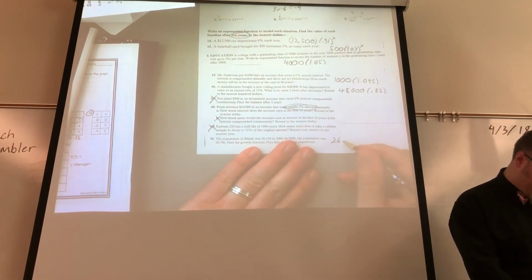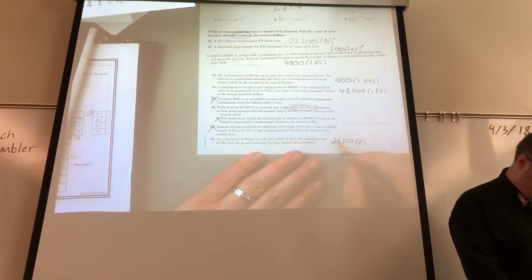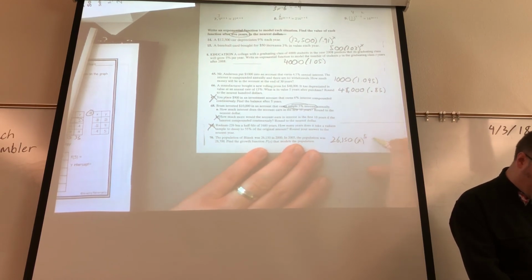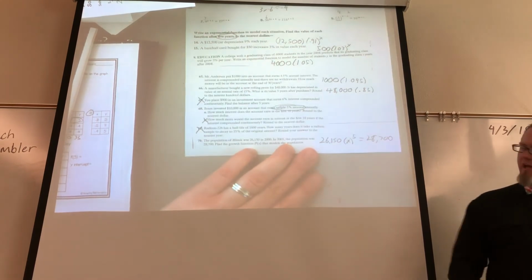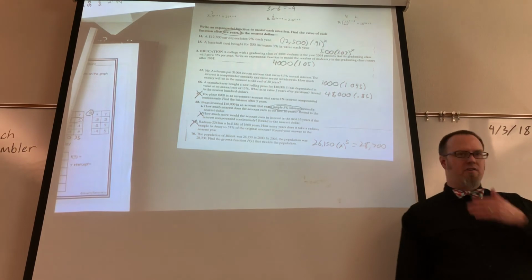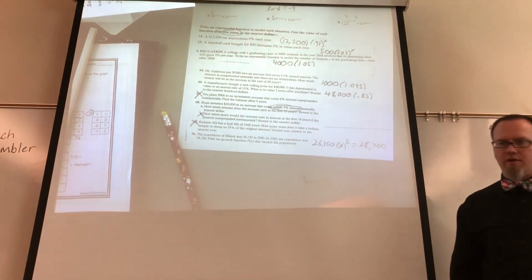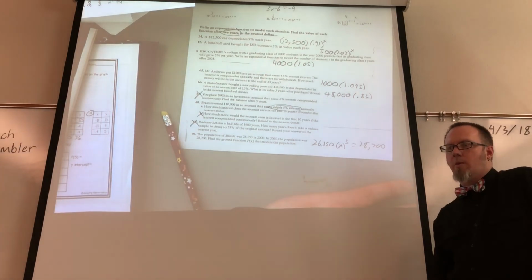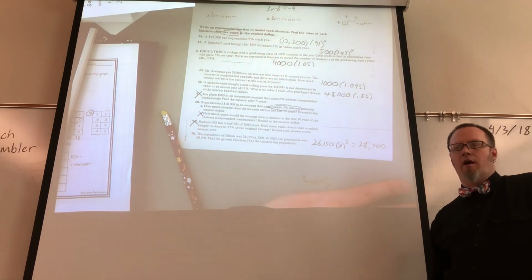This would be 26,150 times, we don't know what, but that's to the 5th power is equal to 28,700. As long as you understand that we're not supposed to be compounding continuously, you should be able to work one like this, okay? I'll make sure on the test that we're not dealing with one that says compounded continuously, or if there is one, I'll just give it to you because you don't cover that until pre-cal.